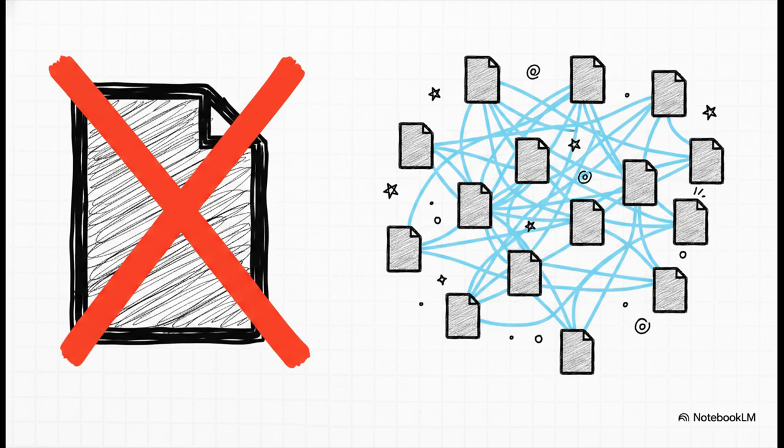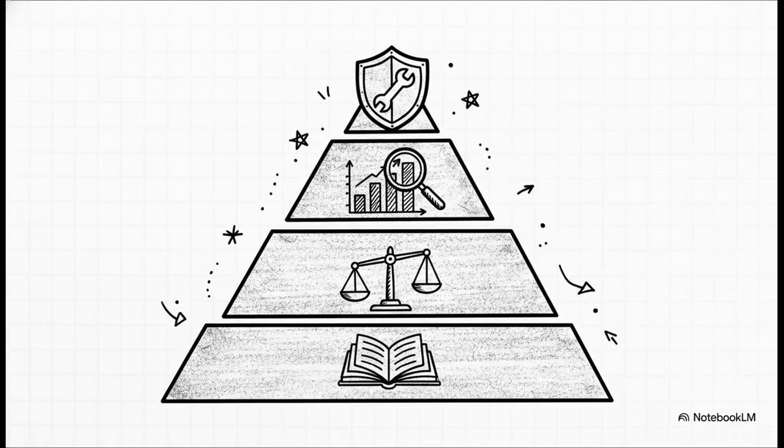You absolutely have to build interconnected hubs of deep content ecosystems. And you structure that ecosystem by building what we call a journey stack. This covers every possible angle of a user's research. You need the foundations, the absolute basics and definitions.